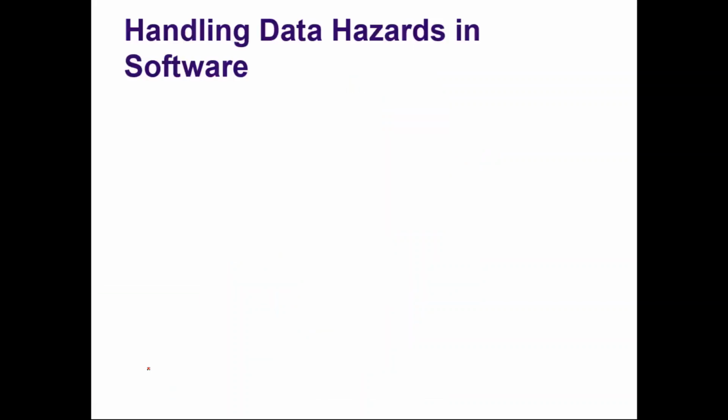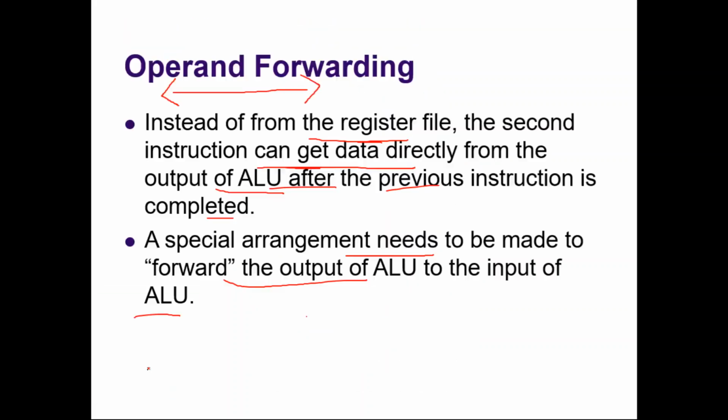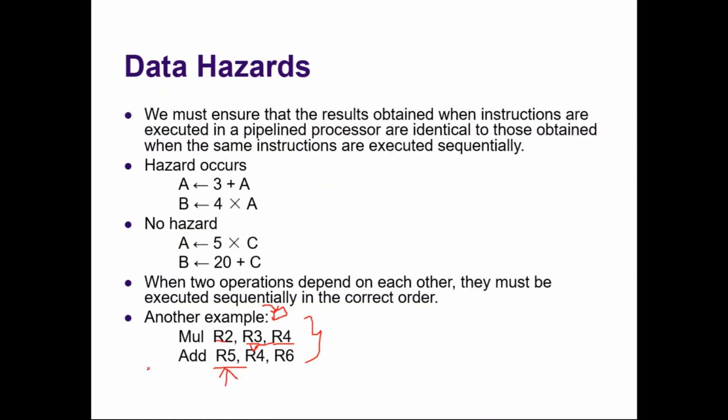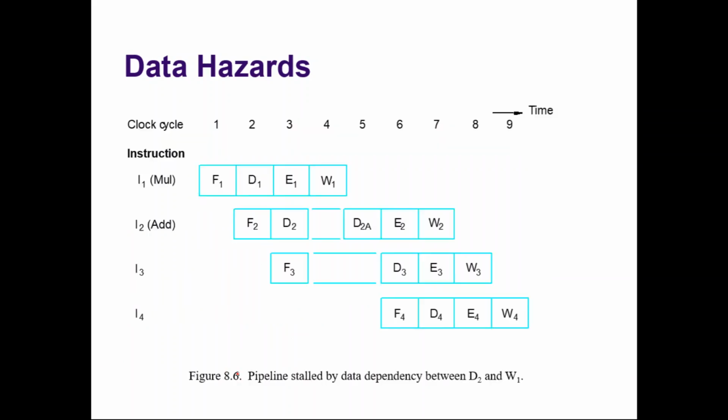Okay. If you do that, then there is no stall in the pipeline and there is no delay in the pipeline. So this concept is called operand forwarding or data forwarding technique, by which the stall can be eliminated in this kind of instruction where the destination operand of the previous instruction is used as the source operand in the next instruction.